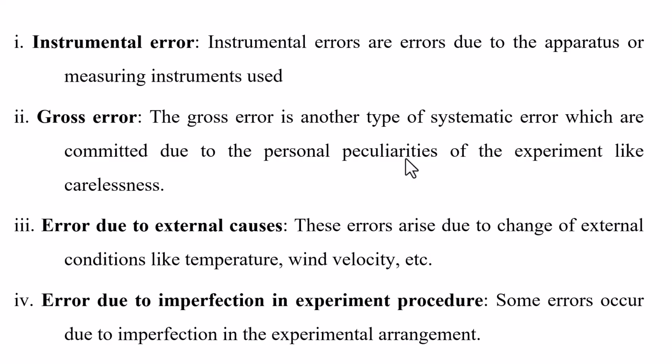Third one, error due to external causes. These errors arise due to change of external conditions like temperature, wind velocity, etc. Error due to imperfection in the experimental procedure. Some errors occur due to imperfections in the experimental arrangement.